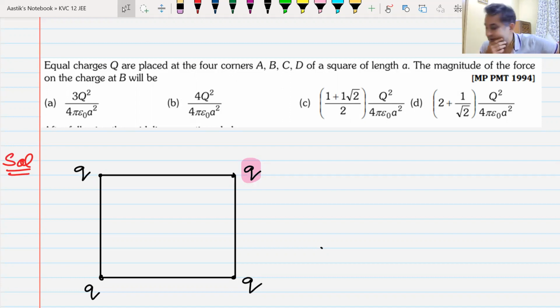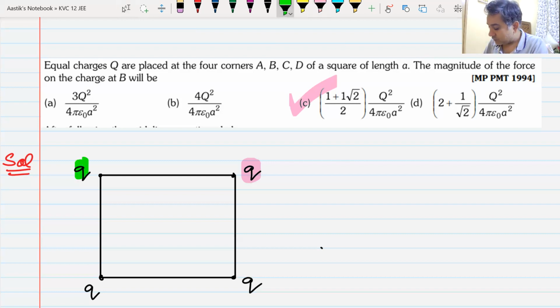Square of length A. Everything is given. Yes, which answer is correct? A, B, C, D. Which one? C. C is correct. But in place of 1, we got 2, sir. 2 root 2.